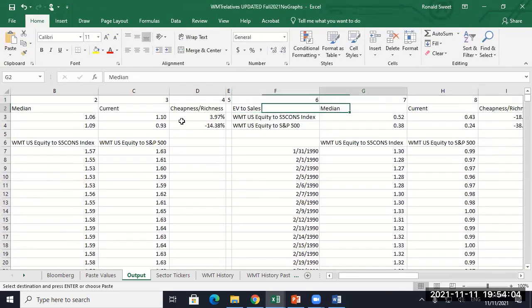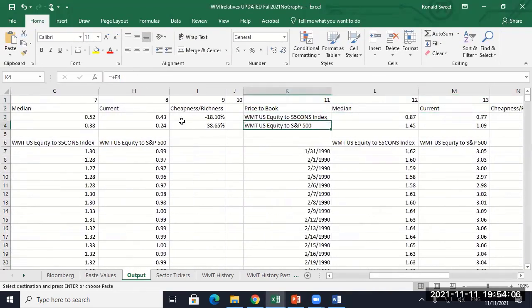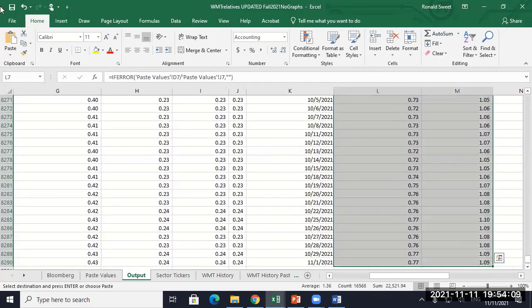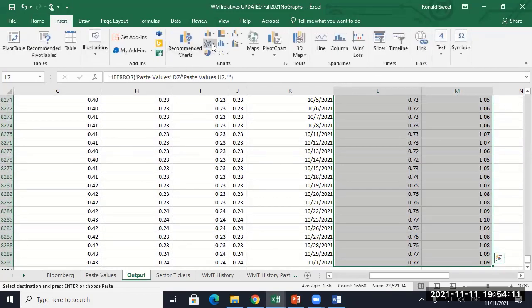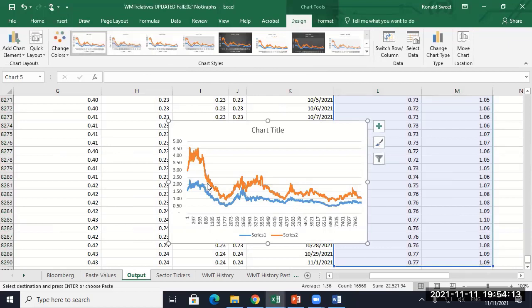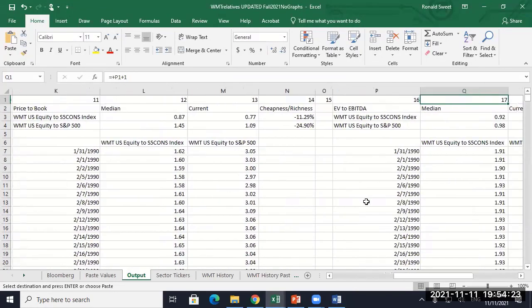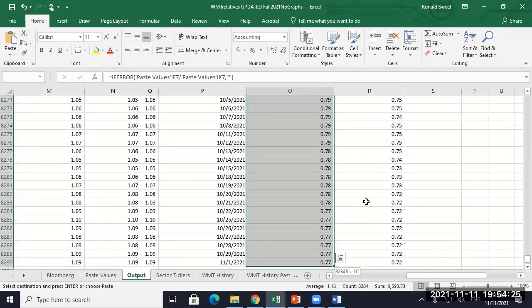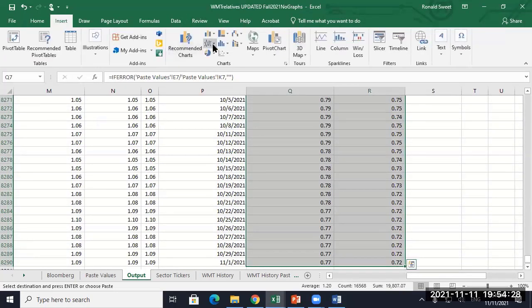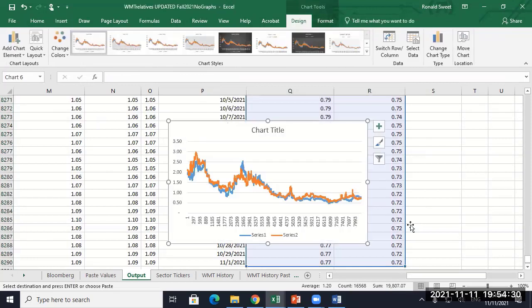I gave you EV to sales. I gave you price to book, which is probably going to give you an even more radical looking chart because of the tech stocks. They've always been cheap on a price to book basis. This chart looks even more different. And then the last one I gave you is EV to EBITDA, which should look similar to the PE ratio. So it looks almost the same. So you got 4 charts that I gave you. If you want to create your own, come talk to me and I'll help you get those in there.